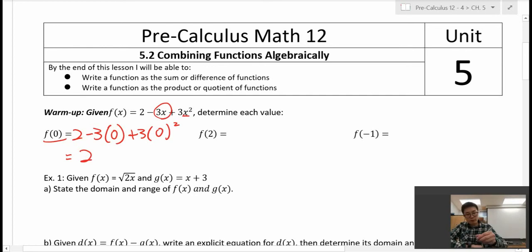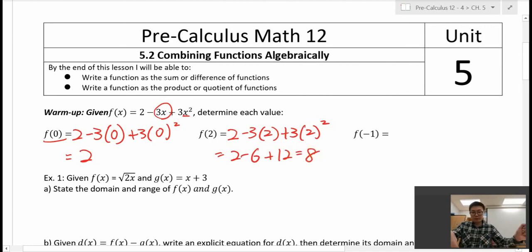Okay, similarly for f of 2, again, what you do is you are going to substitute a 2 into every x that you see. Okay, so 2 minus 3 times 2 plus 3 times 2 squared. This is going to be 2 minus 6 plus 12, which is going to be 8.